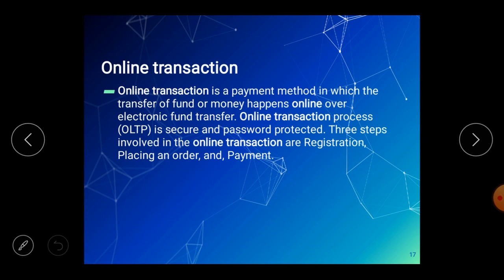Online transaction can include both things: when we are transferring money from one bank to another bank, to a shopkeeper, or from one person to another person, such as to our relative. When this type of transaction happens online, this type of work is called an online transaction. And this type of transaction is secured and password protected.